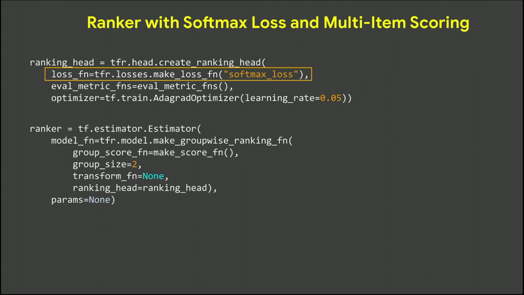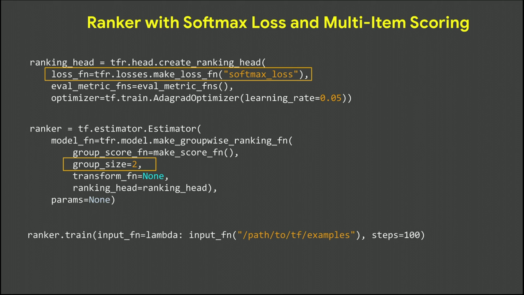And finally, you build the ranking estimator. An interesting thing about the ranking estimator is that it takes as a parameter this group size. If you set it to something greater than 1, you're essentially enabling the multi-item scoring I was referring to before. If you set it to 1, you fall back to using standard learning-to-rank approaches with single-item scoring. So that's it. In less than 50 lines of code, you've built your own learning-to-rank model, and now you're ready to train it on your training data.